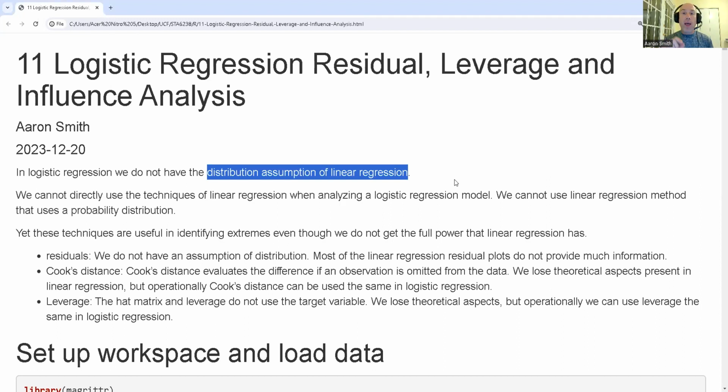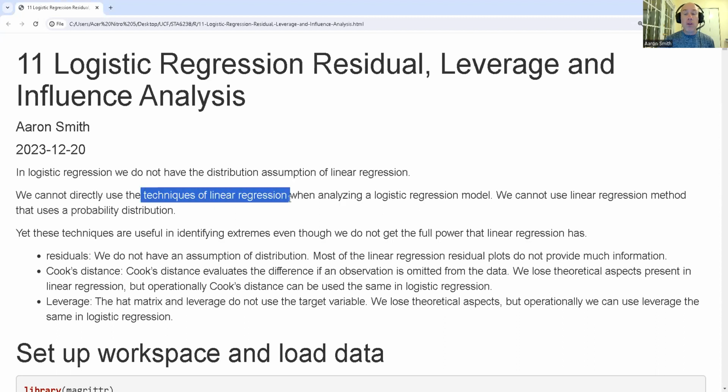What we're going to do is flag the extremes. And when I flag an extreme, I'm going to say, hey, I want to double check these data points here, make sure that everything is on the up and up. We cannot use the same techniques that we use in linear regression because I don't have that distribution assumption. I don't have a probability distribution around my residuals, but there are techniques I can still use. I want to identify the extreme values, which are points that correspond to an extreme residual, extreme Cook's distance, or extreme leverage, and then just double check those points.